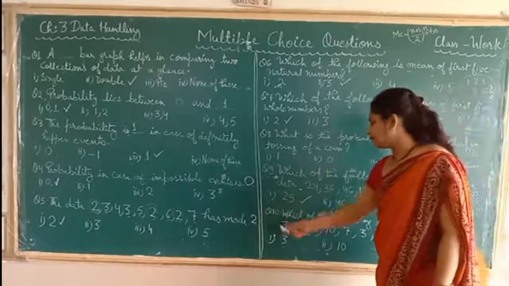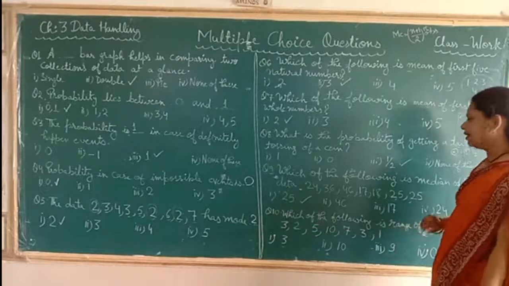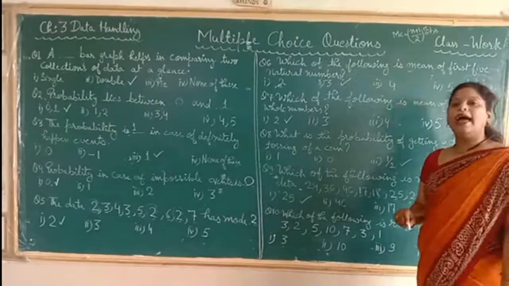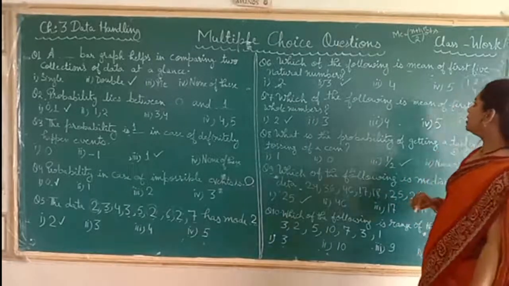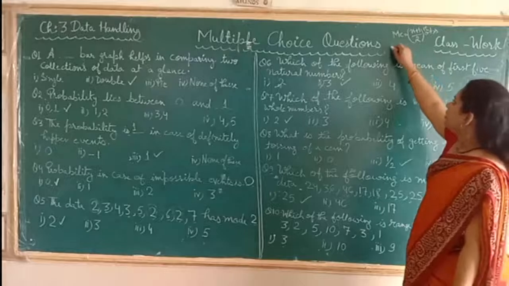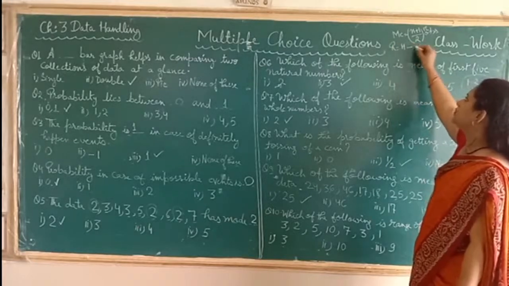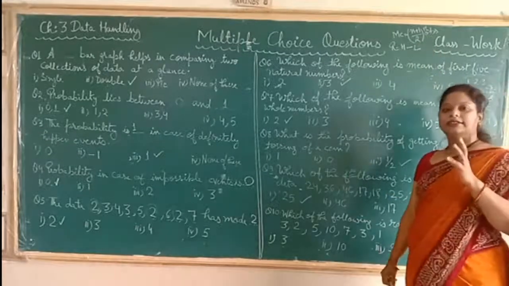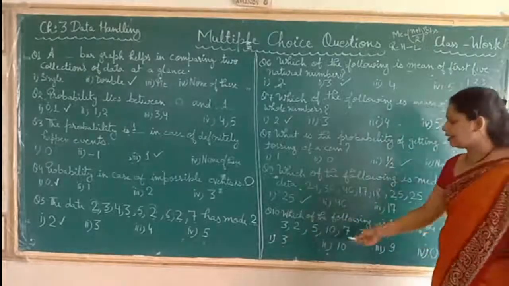Now question number 10. Which of the following is the range of the data? Here one series is given in front of you and you have to find out the range. And what is the formula for finding the range? Range is equal to highest observation minus lowest observation. So सबसे greatest observation we have to select. Which one is the greatest here?